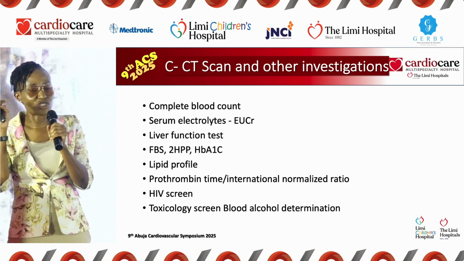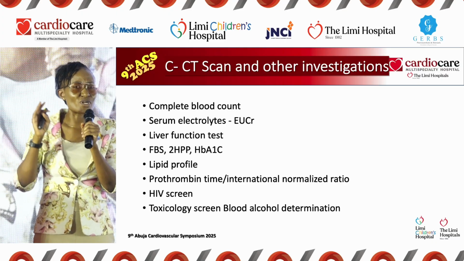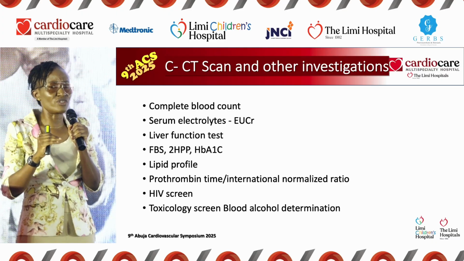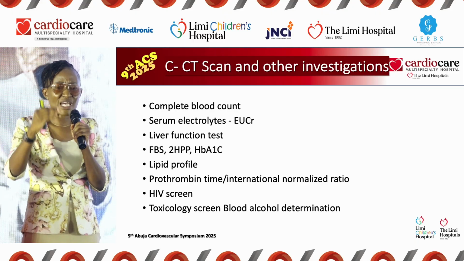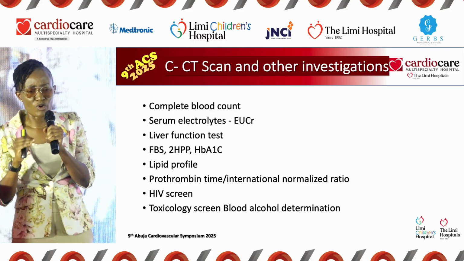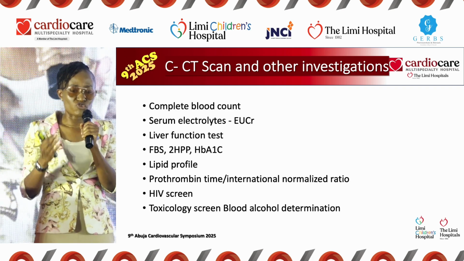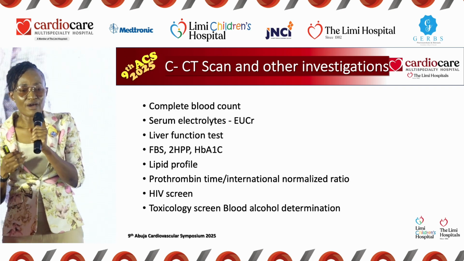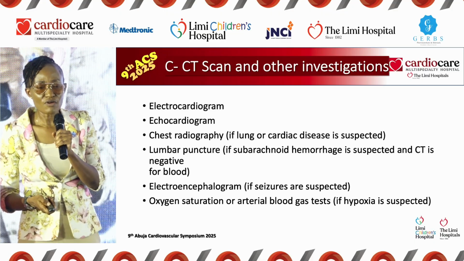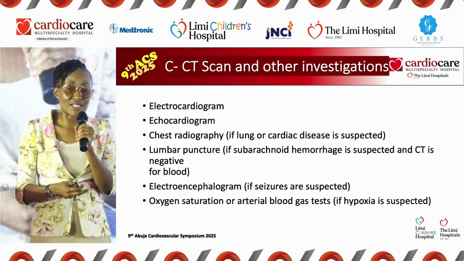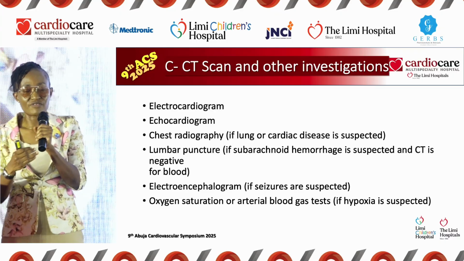Fasting blood sugar, 2 hours postprandial, HbA1c. It is not enough for the patient to tell you that, no, the patient is not a known hypertensive or diabetic. You need to screen the patient properly. Then the lipid profile, prothrombin time, INR, HIV screening, toxicology screen, and the rest of them. Of course, you don't do all of that, but the first 5, yes.